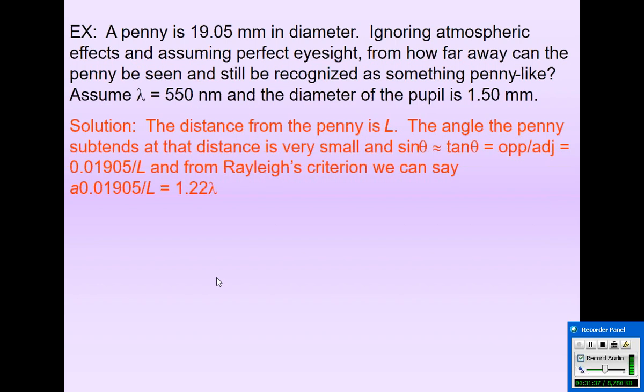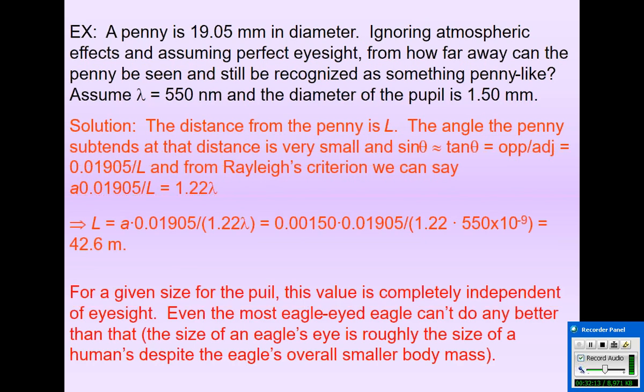Rayleigh's criterion, well, that's what we're looking for. That is the angle subtended by the penny. 0.01905 divided by L is equal to the sine of theta. So I'm going to take that and multiply it by A. That gives me A times the sine of theta. A times 0.01905 over L is A sine theta. And that's equal to 1.22 times lambda. Well, I know A, and I know lambda. I want to solve for L, the distance from the coin. And L turns out to be 42.6 meters.